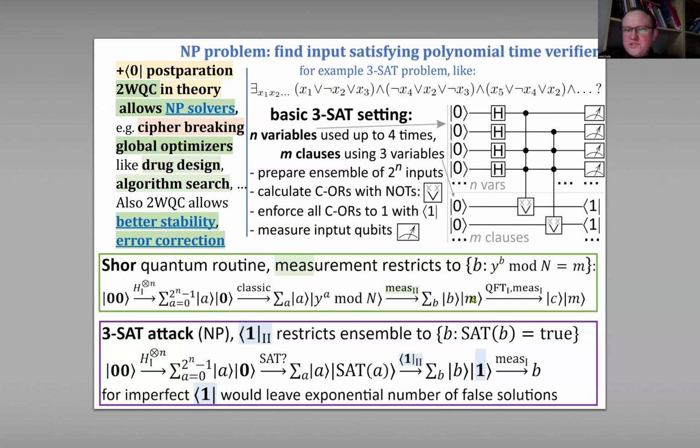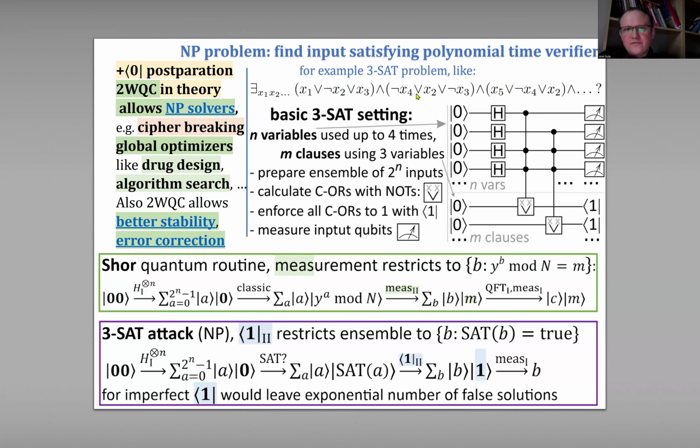Now, instead of measurement, we can perform this postselection. We can enforce it to some value. For example, we can use here the verifier. Generally, here would be the verifier which tests if given A is true. And now we would like to enforce this verifier to be true. So it should restrict the ensemble to only satisfying the verifier. So now measuring it, ideally you should get one of the solutions to our NP problems.